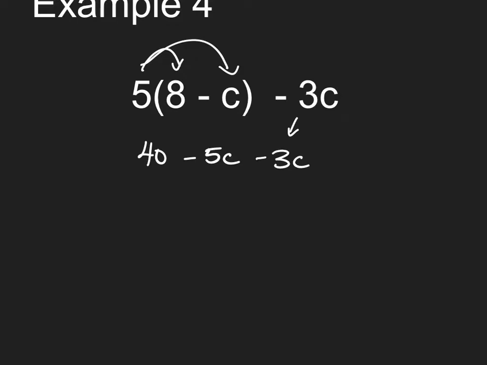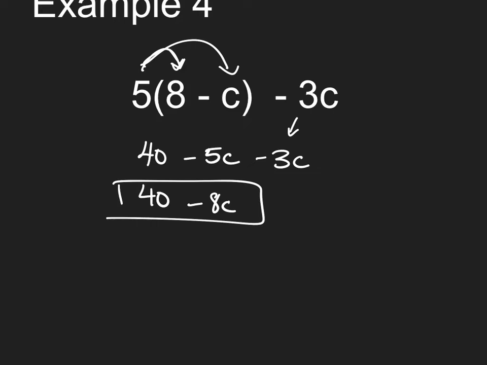Then we look to see what we can combine. The 40 is just by itself. There's no other number, but we have negative 5c minus 3 more c. So this becomes negative 8c. So 40 minus 8c. We expand or distribute first, and then you have to deal with the negative 3c. Okay? And that is our last example.